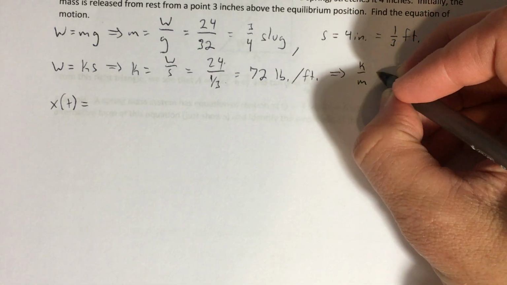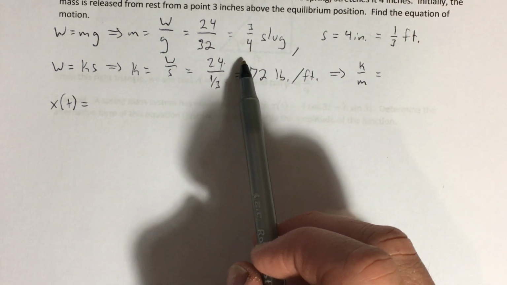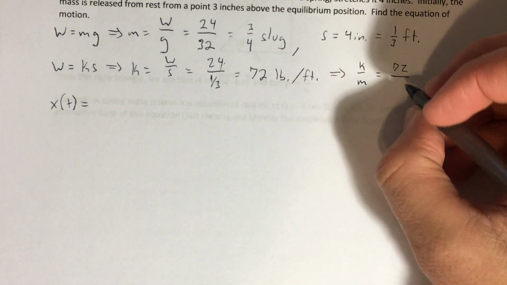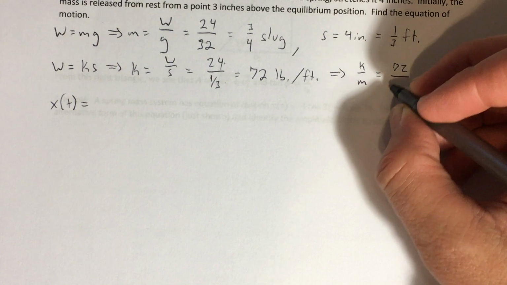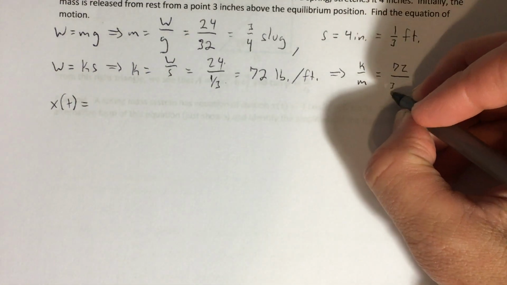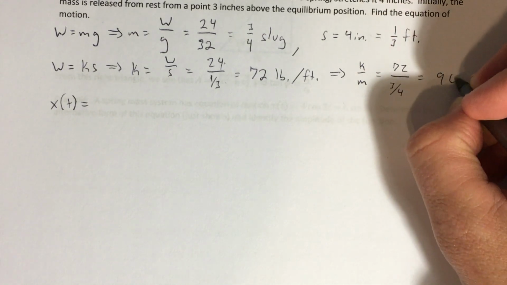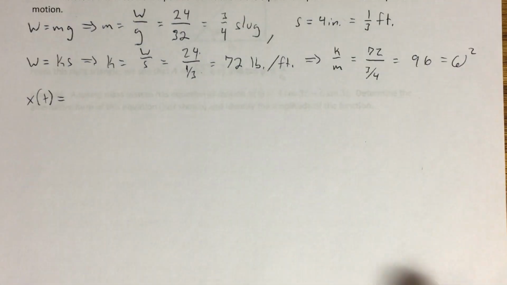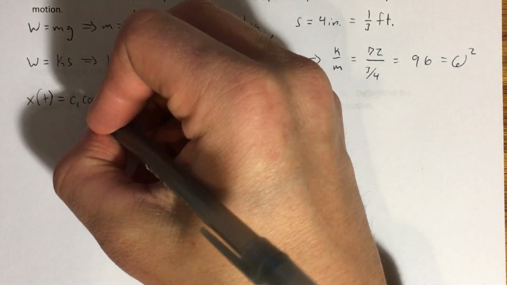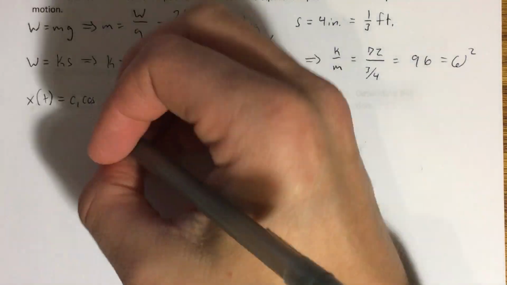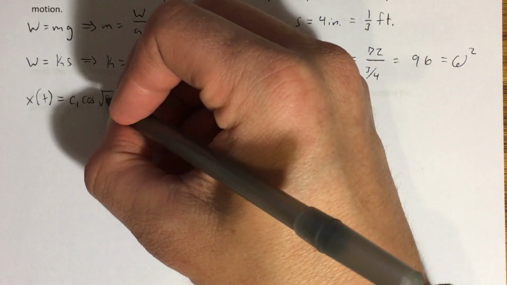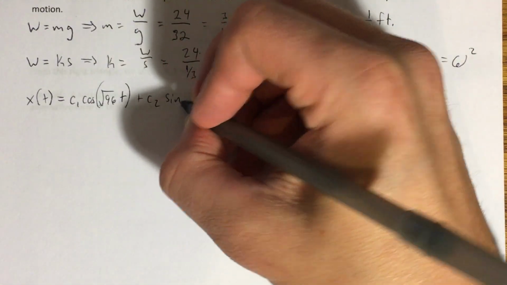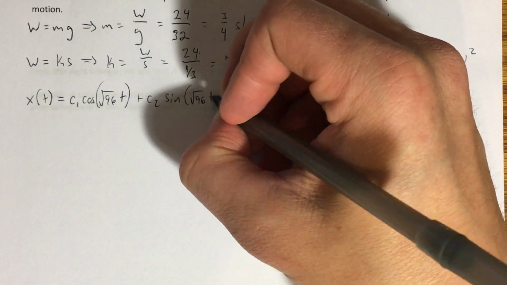k over m is equal to, where did I find k? Right here, 72 over m, which is 3/4, which equals 96. And that's omega squared right there. So that means my solution will look like c1 cosine of just omega. If that's omega squared, then omega would be root 96, t plus c2 sine of root 96 t.